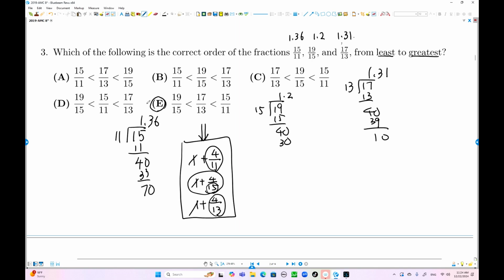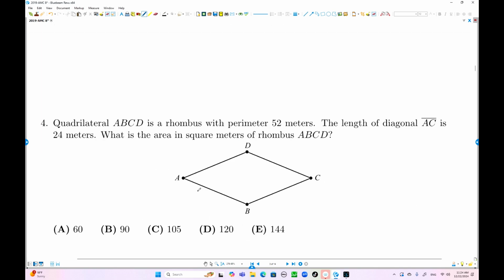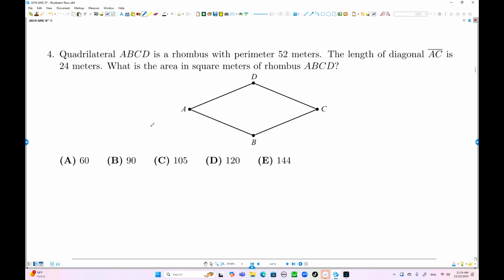Okay, here is number 4. There is a rhombus. You know the rhombus has all sides equal. Okay, so perimeter is 52. When you divide it by 4, each side is 13, right? And the length of diagonal AC is 24. And also, there is geometry. The diagonals are always what? Perpendicular. Okay. This is 24. Each half is 12. Okay.